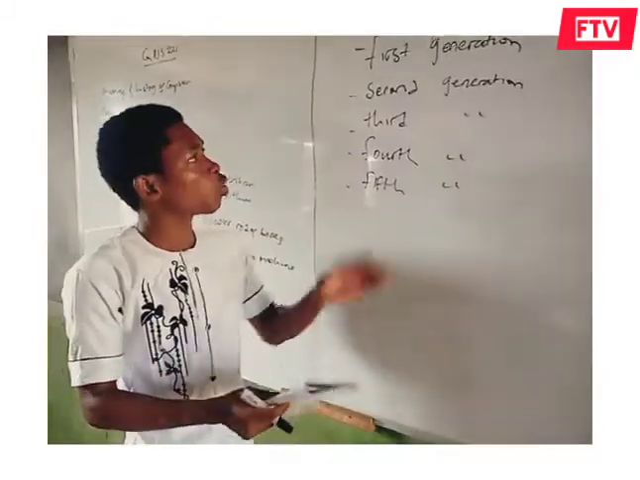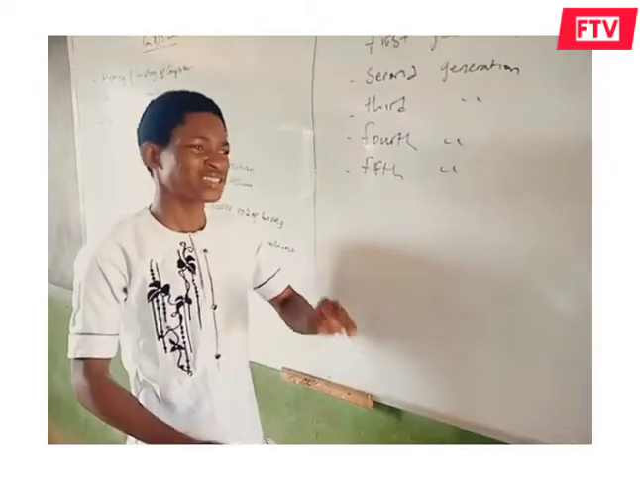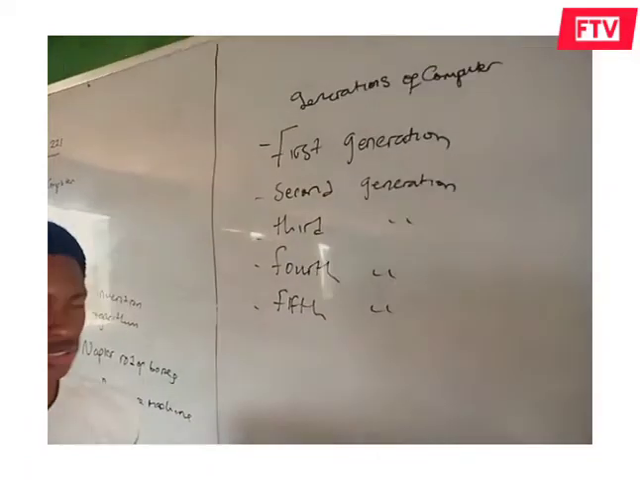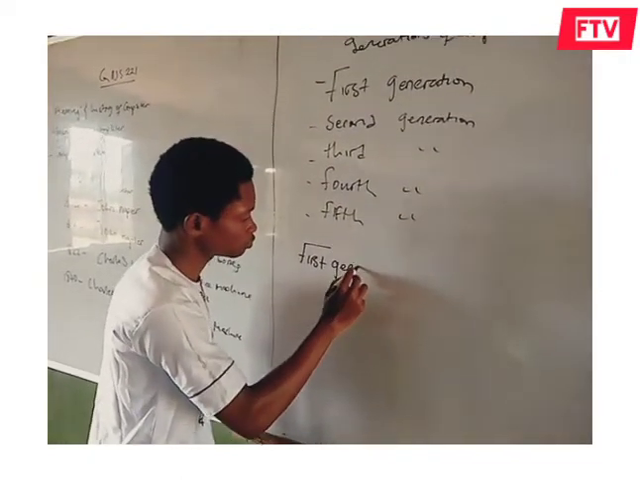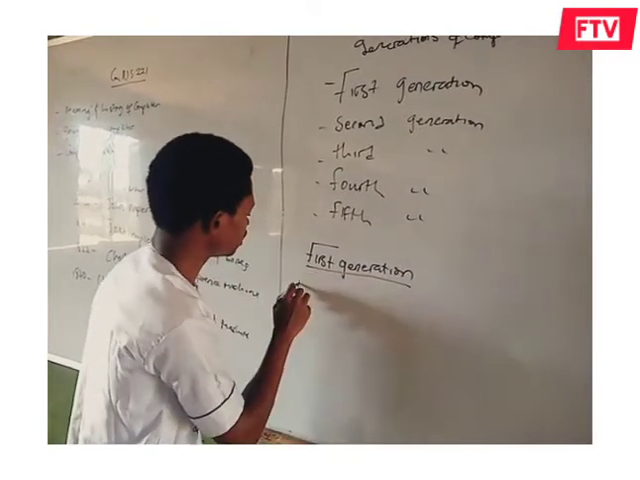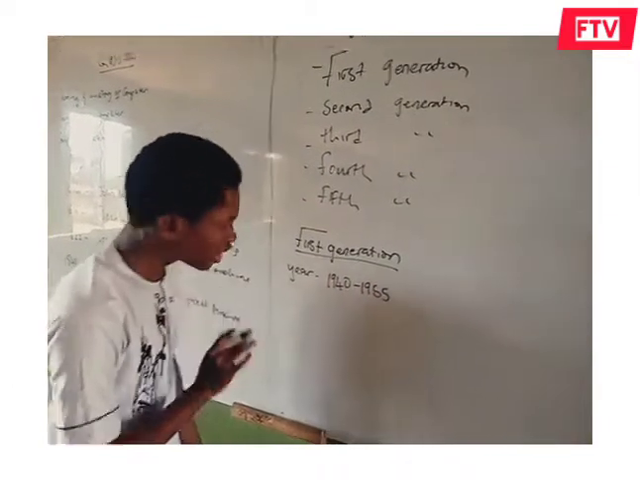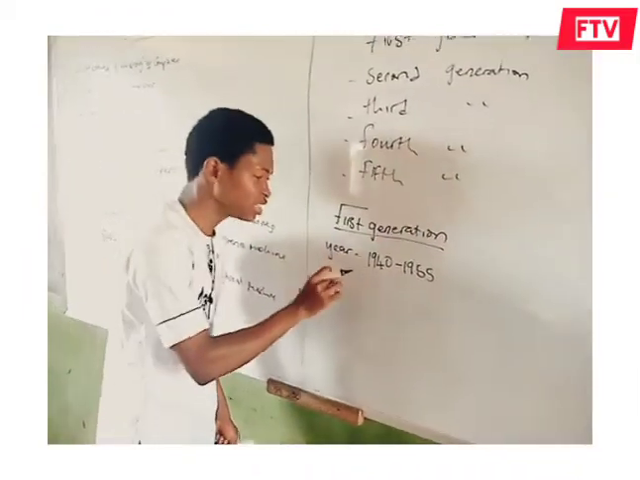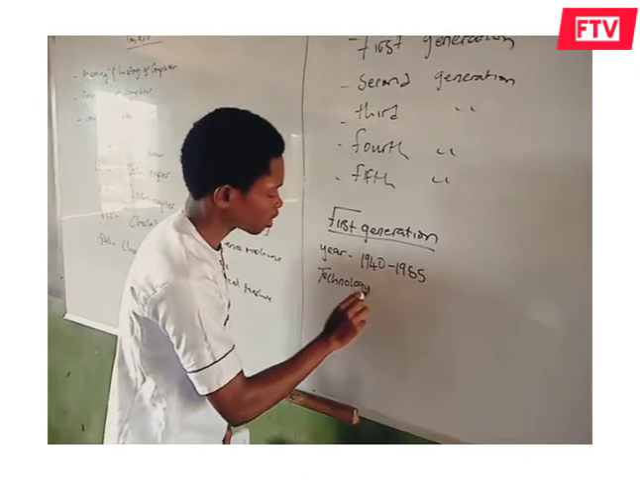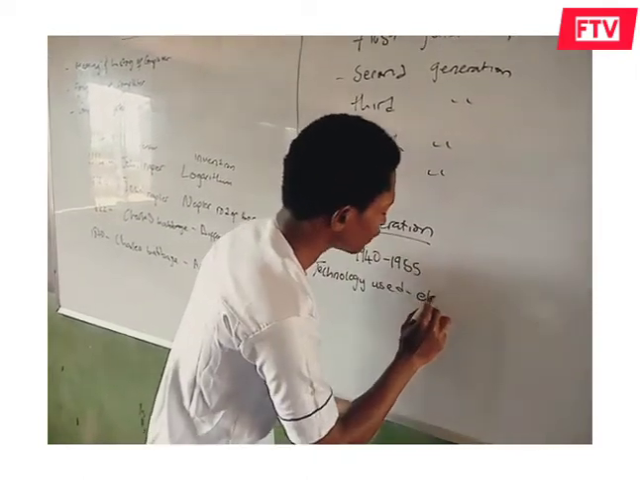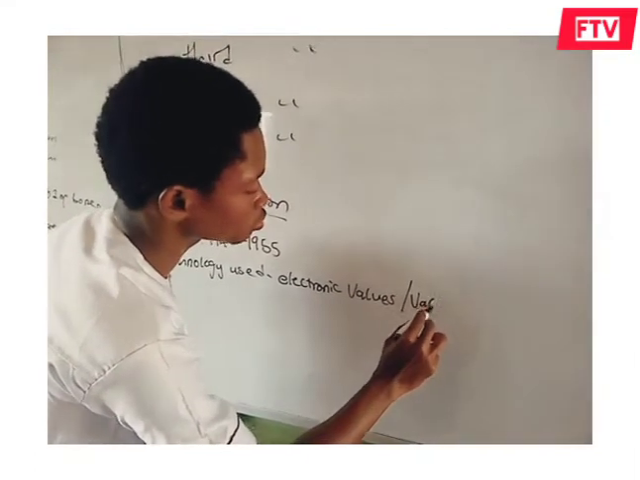Now let us take a closer look at what all these generations entail. The first generation of computer is the first generation of technological production. We need to take note of the year. This first generation occurred from 1940 to 1955. Take note of all these years. Then the technology used: they made use of electronic valves, or vacuum tubes. This is the most important thing, vacuum tubes.